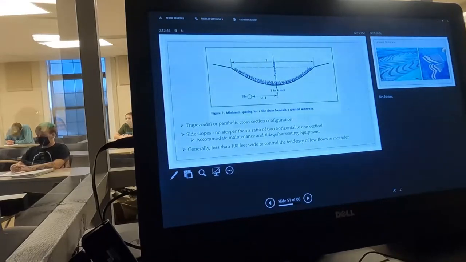And we want to make sure that our grassed waterways are not a gully, so that you can drive your equipment across them. You want to make them fairly wide with a moderate kind of swale so that you can still get your equipment across. And so that is typically no more than two times the width, being no more than two times the height of the grassed waterway.